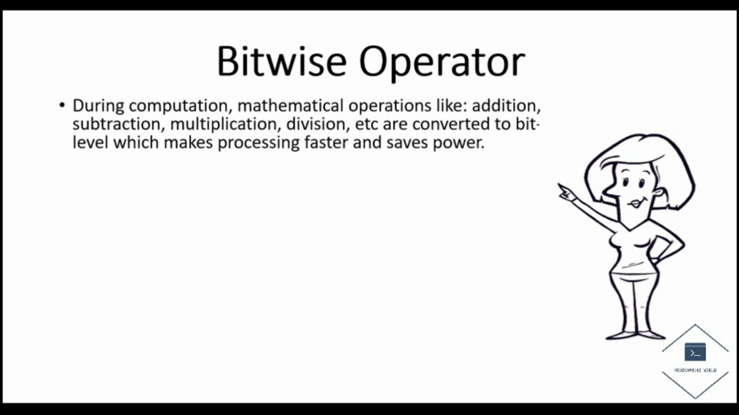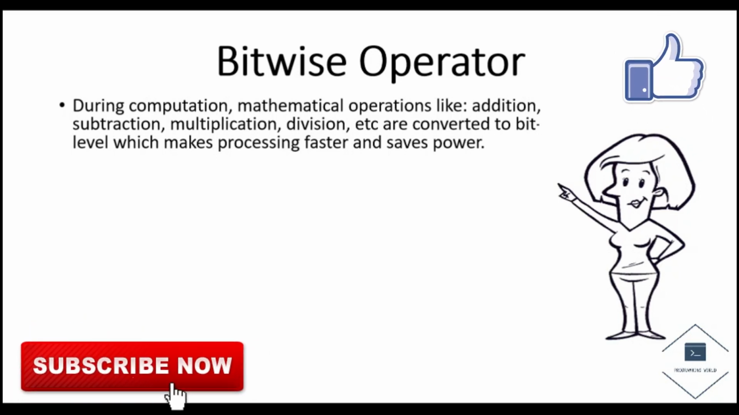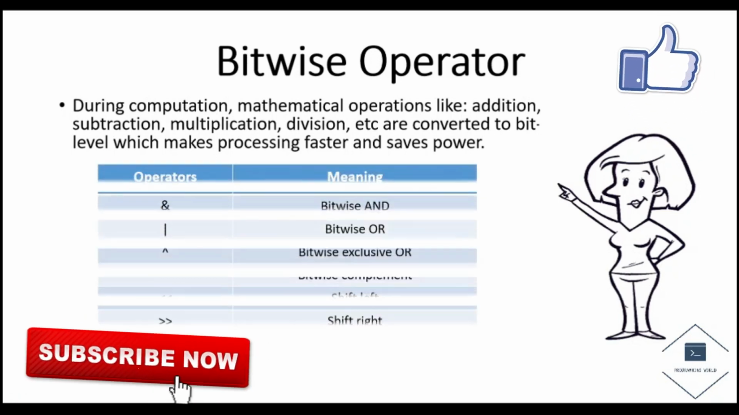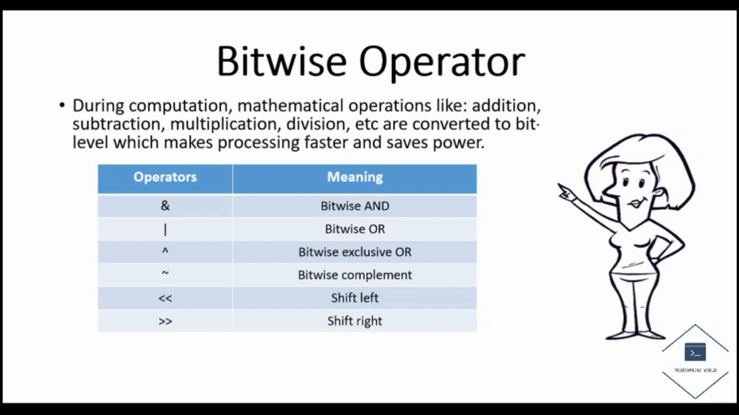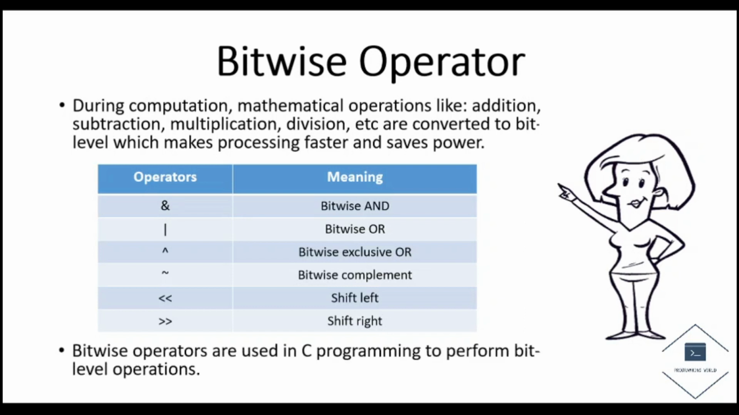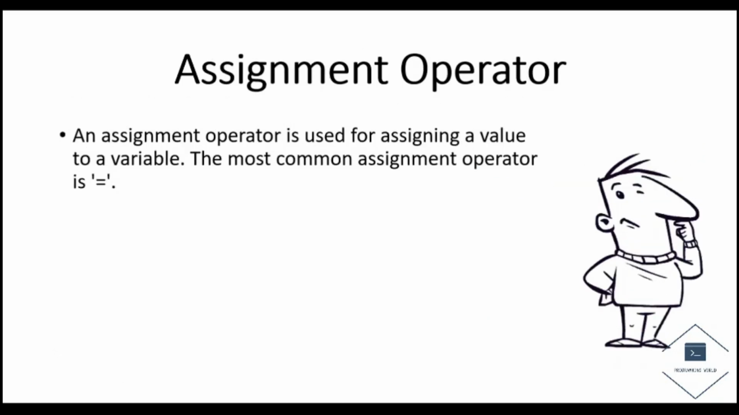Bitwise operators. During computation, mathematical operations like addition, subtraction, multiplication, division, etc. are converted to bit level, which makes processing faster and saves power. The following chart will help us understand the operators and their meaning. AND, bitwise AND. OR, bitwise OR. XOR, bitwise exclusive OR. Shift left, shift right. Bitwise operators are used in C programming to perform bit level operations.